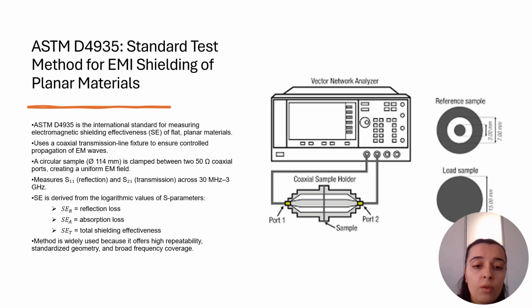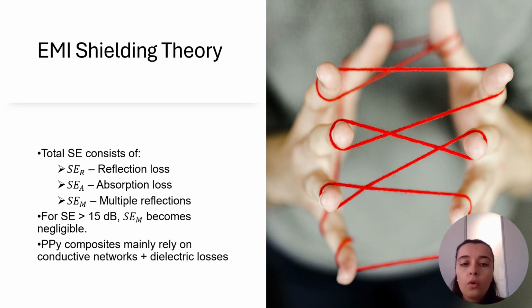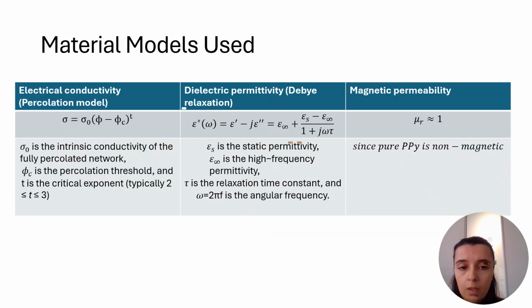We will evaluate the reflection loss, the absorption loss, and the total shielding effectiveness. From the shielding theory, we will measure the reflection loss, absorption loss, and multiple reflection. And for values above 15 decibels, SM becomes negligible, so the multiple reflection can be ignored. So mainly, we will discuss the electric losses based on all what we said until now.